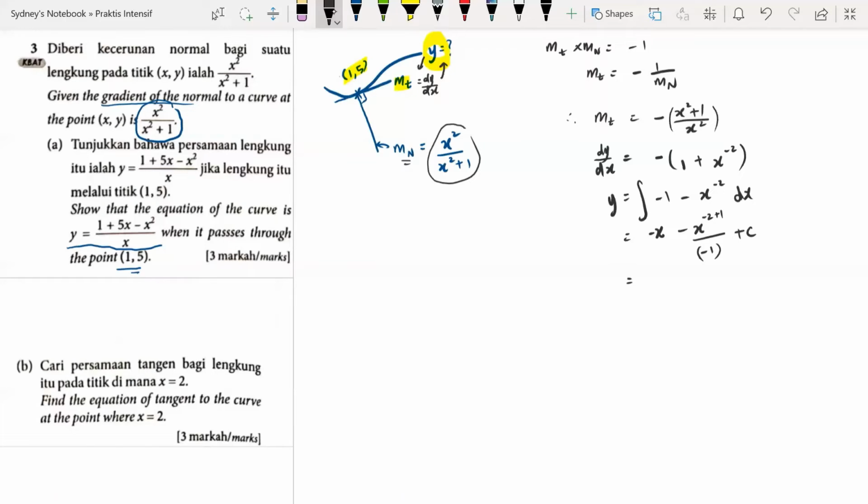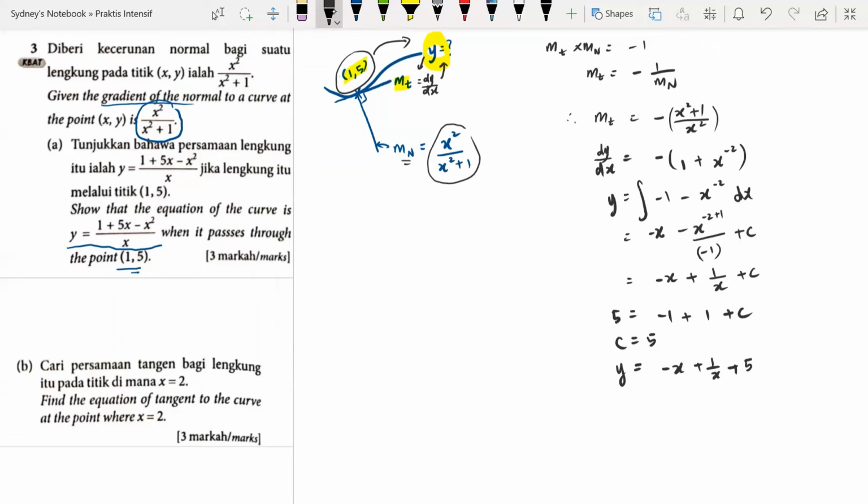Okay, so let's write properly. We have -x plus 1 over x plus c. So let's substitute the point 1, 5 into the equation of the curve. Every time I see y, I replace with 5. When I see x, I replace with 1. So we have 5 equals -1 plus 1 plus c. Therefore, c equals 5. So we will have y equals -x plus 1 over x plus 5.